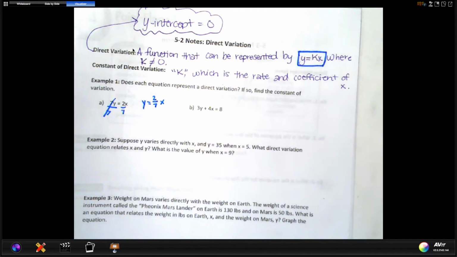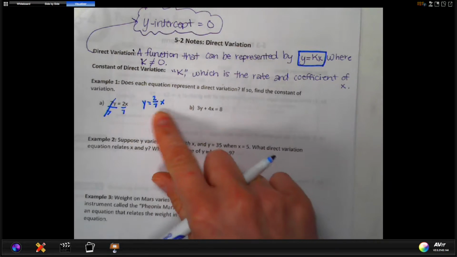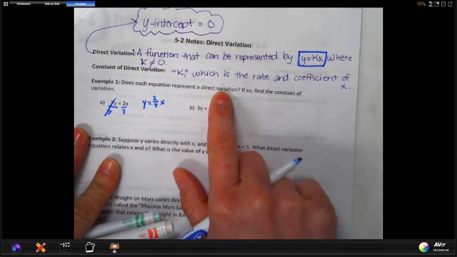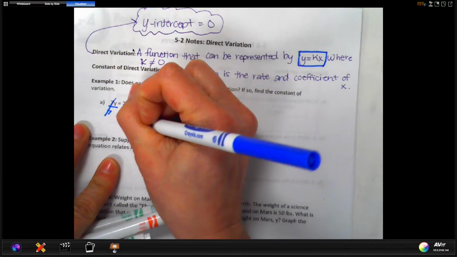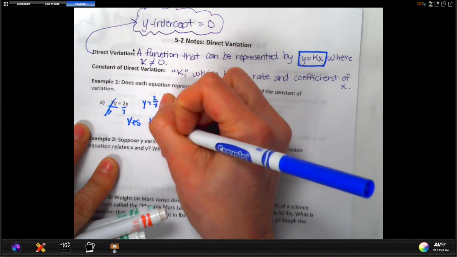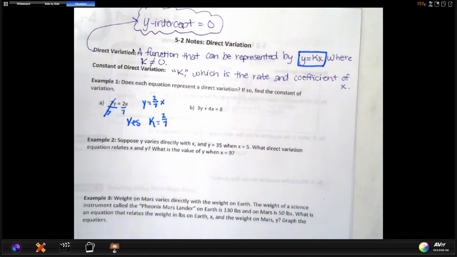Okay, so to decide whether or not this is direct variation, what is the y-intercept here? Is there one? 2 over 7. Nope, that's the rate. What's the y-intercept? 0. It's 0, okay? So check. The y-intercept is 0, so that's good. That means we have a direct variation. So does it represent direct variation? Yes. And your constant of variation, that they call k, is our slope. So that's the 2 over 7. That's what that means.